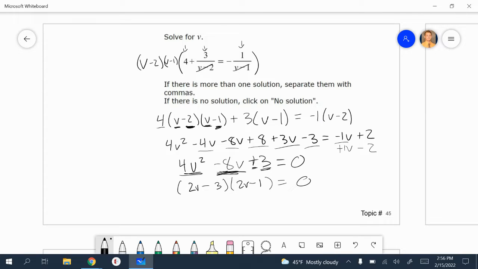More for that in class if you have questions with that, but I just got to move on because I'm trying to keep this short. So then my two solutions would be a 3 over 2 and a 1 over 2. If you were trying to set these equal to 0, that's what you would get for v. And if I plug both of those in, we're going to be good to go on the bottom of those fractions. So those should work.